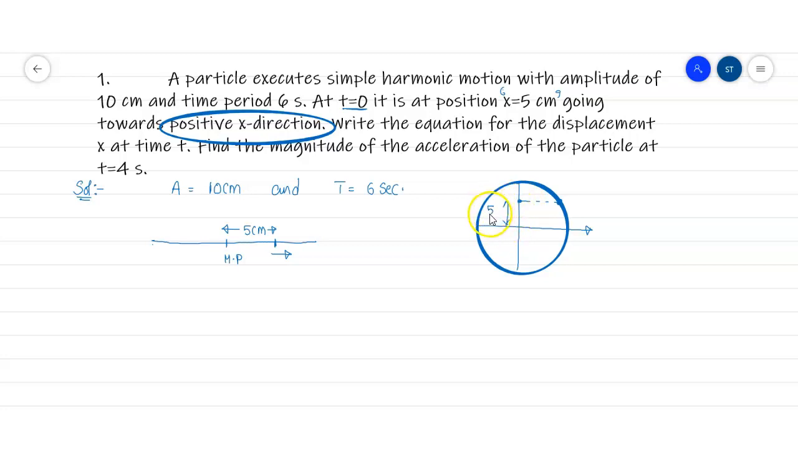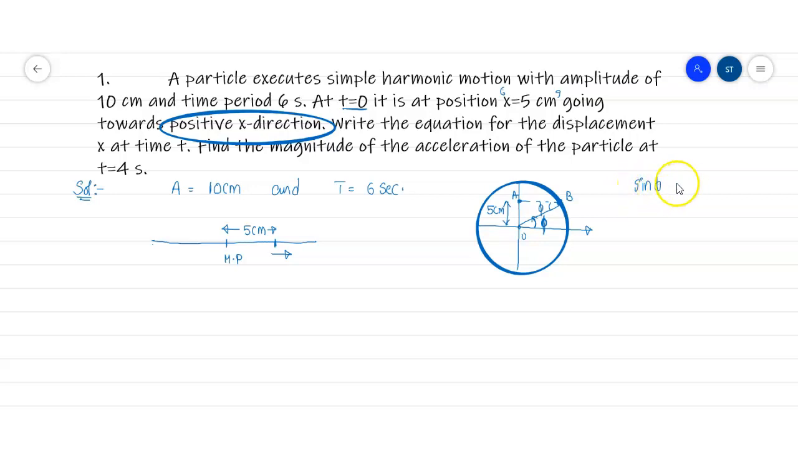Radius of the circle will be equal to the amplitude of the SHM, which is 10 centimeters, which is this length. Now this is the initial phase. Let us consider it as phi. This is the initial phase of the particle. Now if this angle is phi, this angle will also be equal to phi. Now if I consider this triangle as OAB, then in this triangle I know the opposite of phi and I know the adjacent of phi. So I will be going for sine phi.